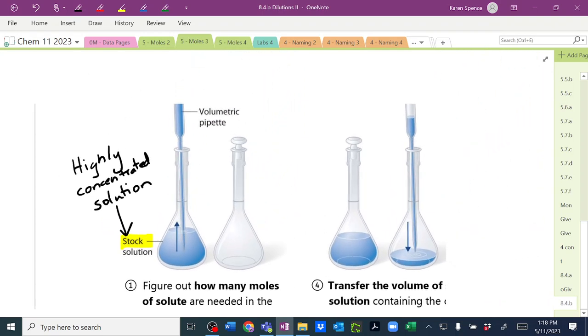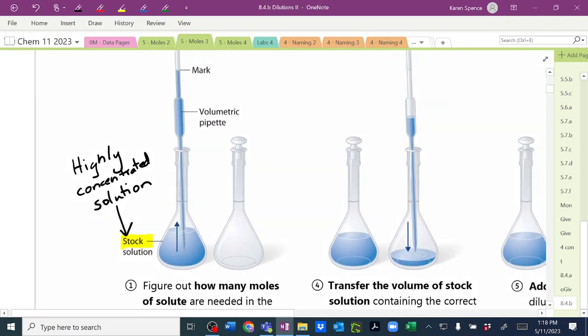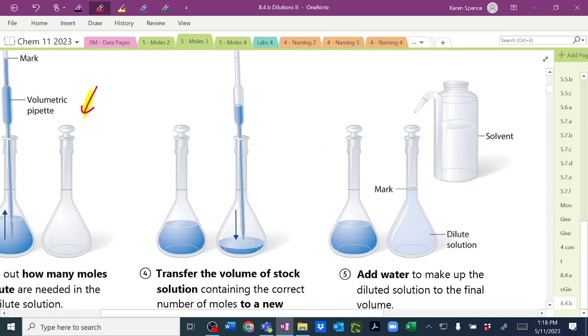Excellent. So what we do is we take some of that, and we have another empty flask just sitting here waiting. We transfer that stock solution into our new flask. Then we take the solvent, which is the water, and we add water to the line.